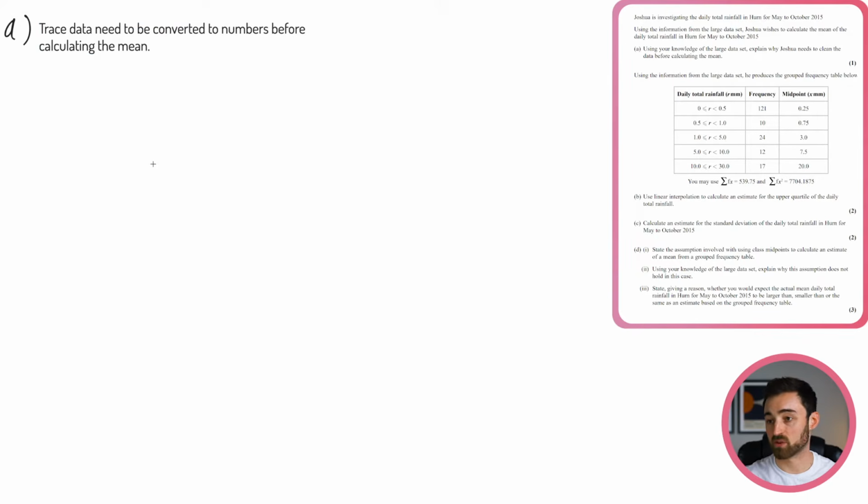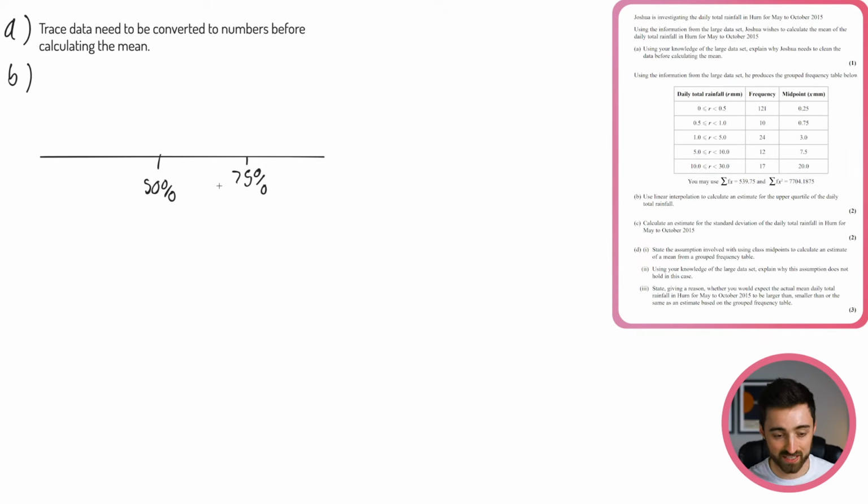Part B, okay, so basically, we get some information in a grouped frequency table. It then says, use linear interpolation to calculate an estimate for the upper quartile of the daily total rainfall. Right, so upper quartile, if you think of the median, it's where you go in the middle, at 50%. The upper quartile is where you go at 75%. And that's 75% of the total frequency. So I need to work out what number that corresponds to.